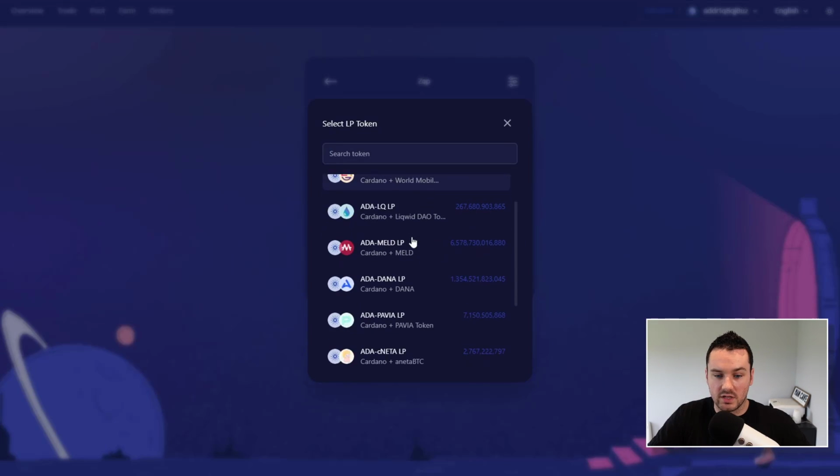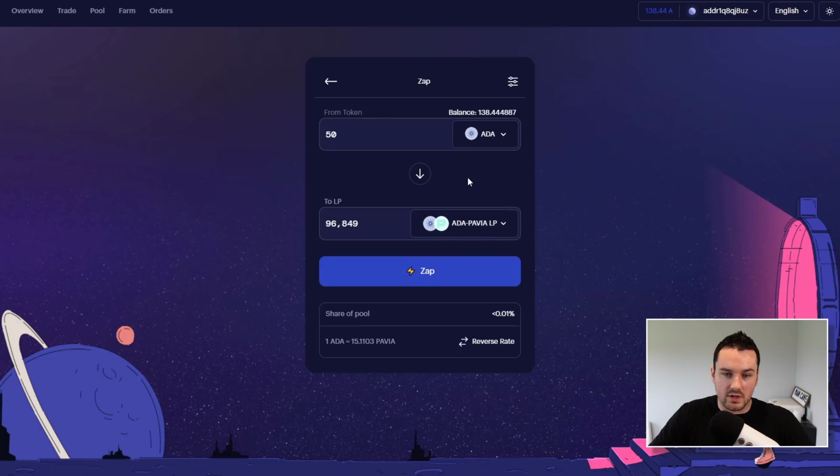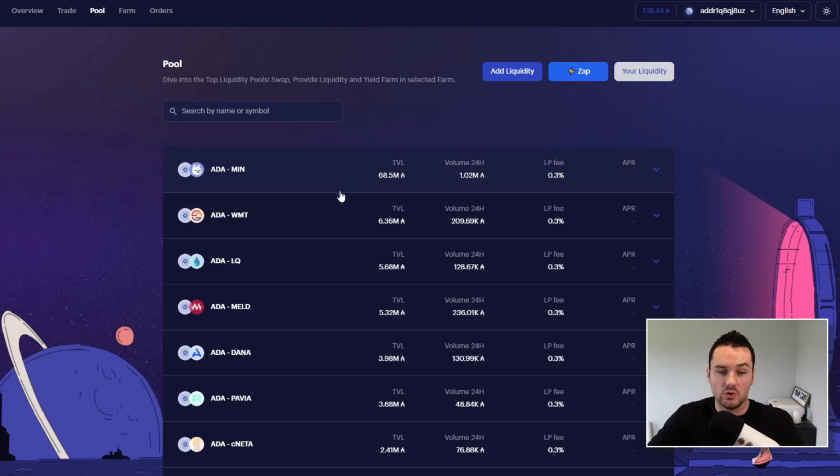So I want to get involved in, I've seen ADA Pavia looks fairly decent in my calculations. Not saying people should get into it or anything like that. But for ADA Pavia, what this function here would do would be sell 25 ADA. It would sell half of the ADA and convert that to Pavia, and then give me back LP tokens for ADA Pavia. Then I could use them to go through the same process we just did for getting involved in yield farming.